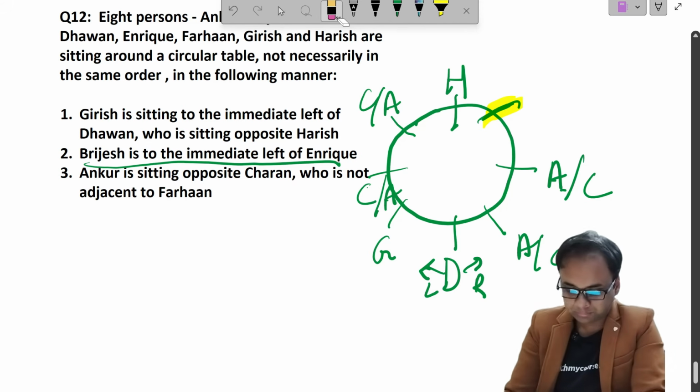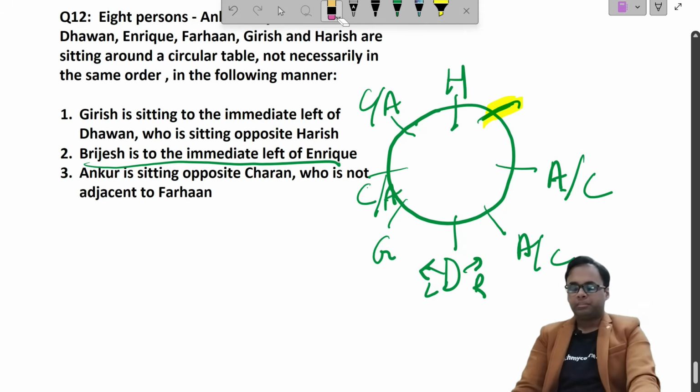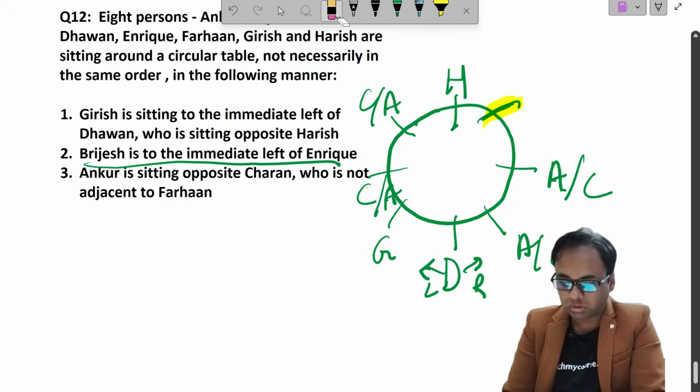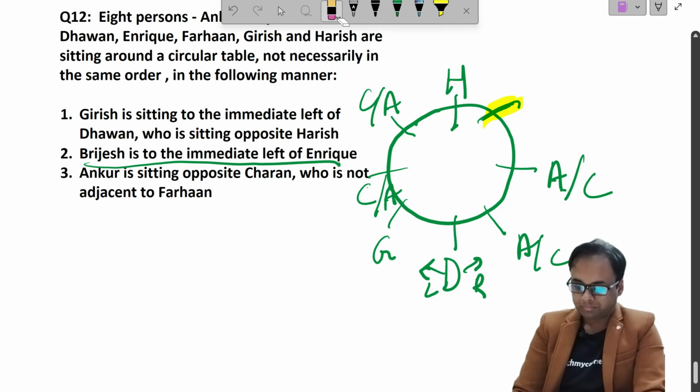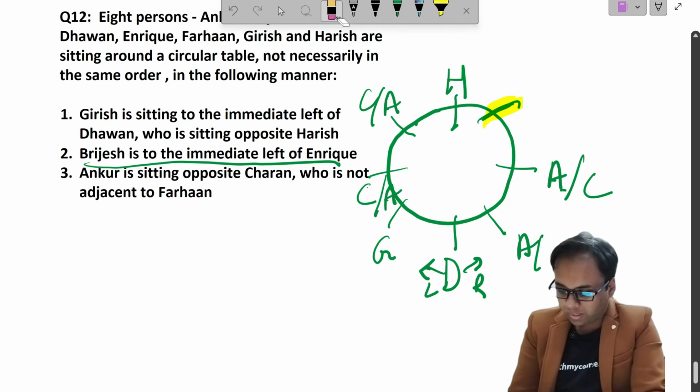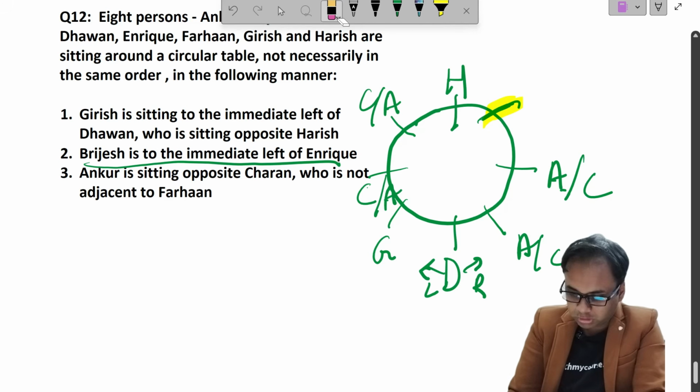Next we see how to place Brijesh and Enric, because Enric cannot come at that position. Now, if Enric comes up at this position, then Brijesh should come here.